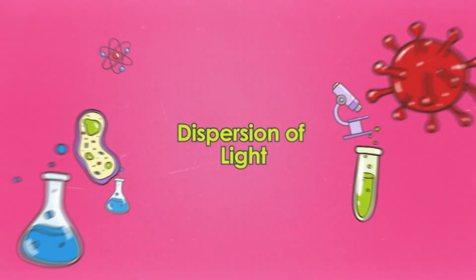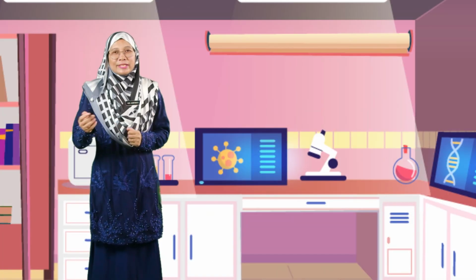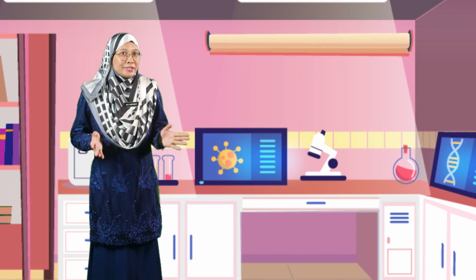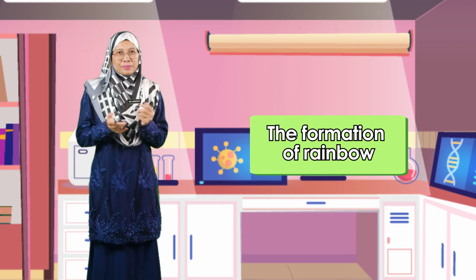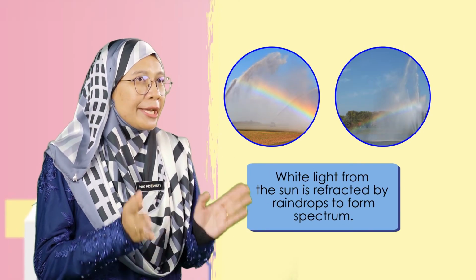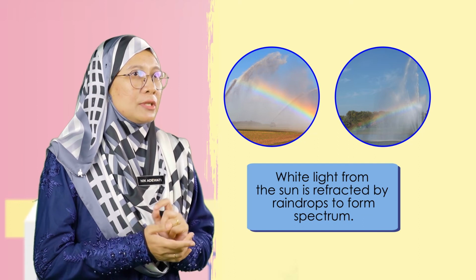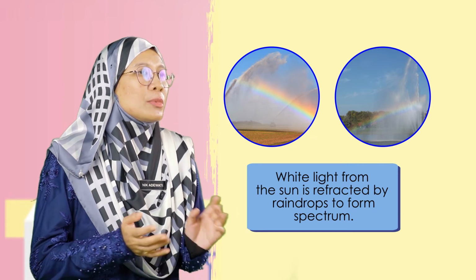Now, let's learn about light dispersion. Boys and girls, have you ever seen a rainbow? How is a rainbow formed? Yes, it's true. The rainbow occurs when sunlight enters rain droplets in the sky. When this happens, the white light will be refracted and dispersed into 7 different colors to form a rainbow.